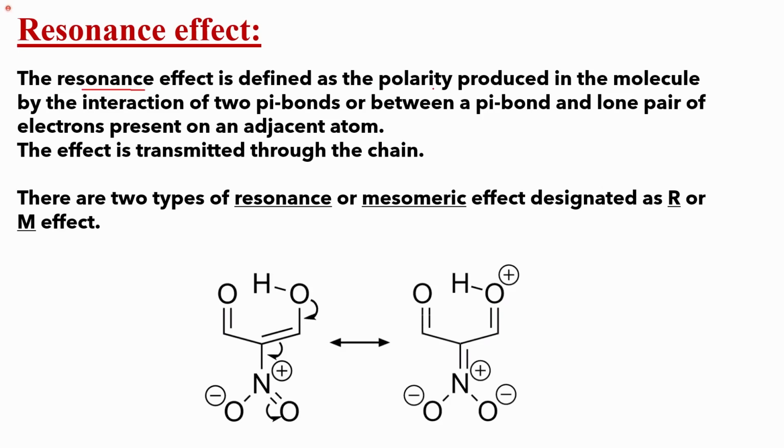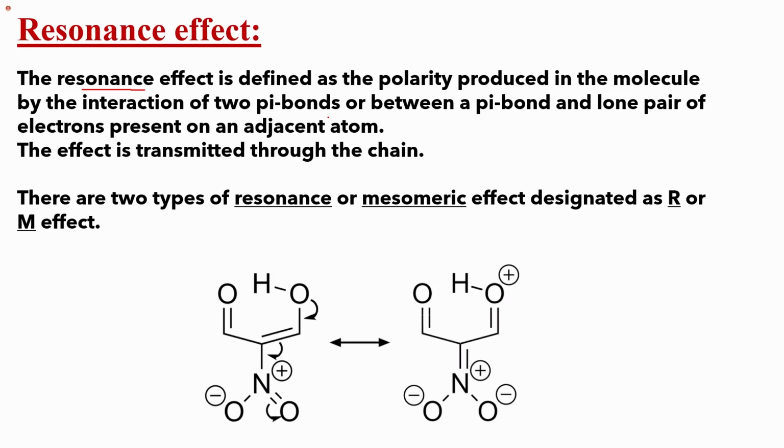This resonance effect is defined as the polarity produced in the molecule by the interaction of two pi bonds, or between a pi bond and a lone pair of electrons present on an adjacent atom. The effect is transmitted through the chain. There are two types of resonance or mesomeric effect, designated as R or M effect.